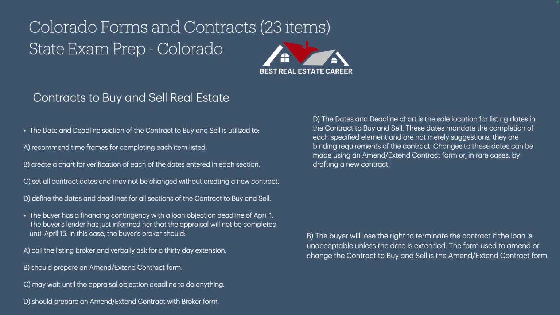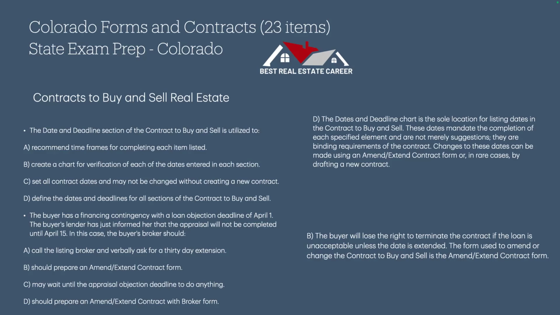And the reason why we're doing this is because the buyer will actually lose the right to terminate the contract if the loan is unacceptable, unless the date is extended. So we need to push this date out. And the reason why we need to push this date out is because if we let that date and deadline pass, right, if it's due tomorrow and we're not going to be able to do it by tomorrow, and now it's Friday, then we've let that date and deadline go. And now we have zero right to object.